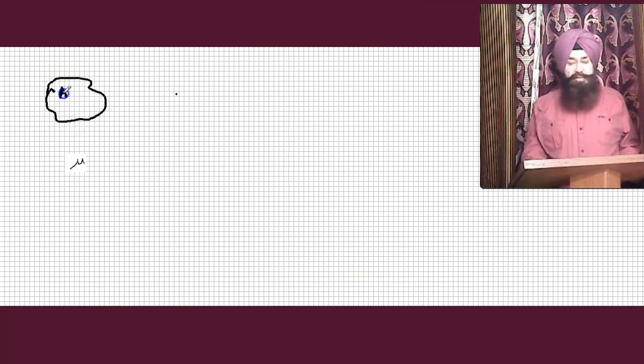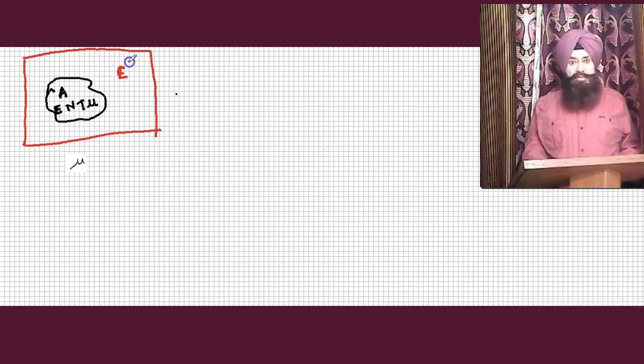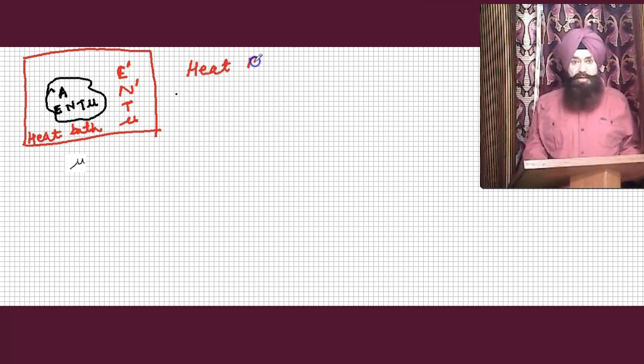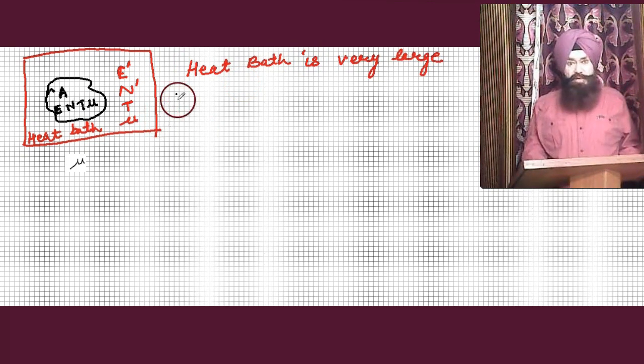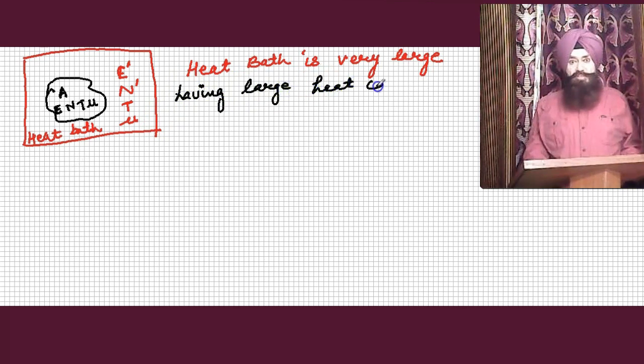Okay, so again, this is our system A, with energy E, mu and T, and number of particles N. This is the heat bath, with energy E dash. It may be different from E, no problem. N dash is different from N, okay. But T is the same, mu is the same. So this is the heat bath. The heat bath is very, very large, having very large heat capacity or thermal capacity.